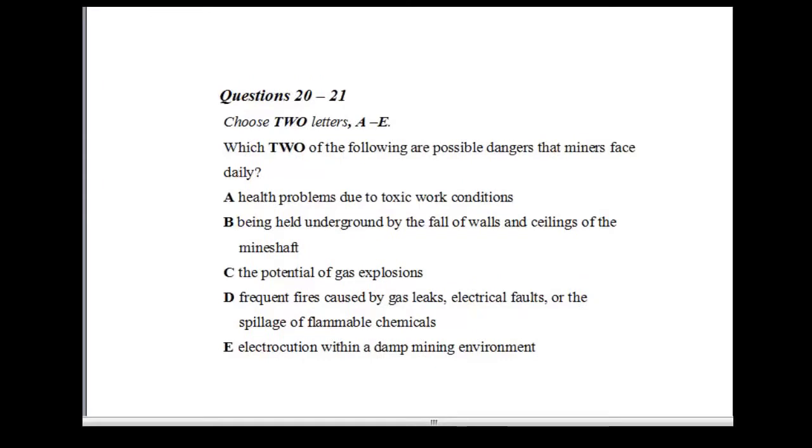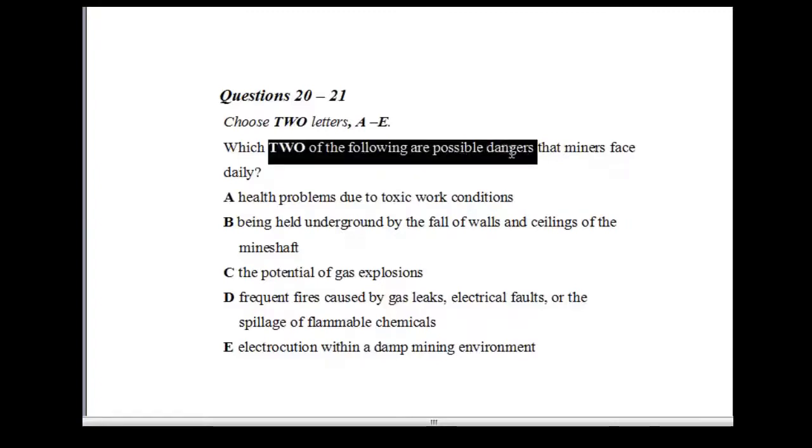Now, this is a 5-option multiple choice task and you have to choose 2 correct answers. So you will follow the same strategy we just said. We need to search for 2 possible dangers. Look at that. Which 2 of the following possible dangers can happen daily?